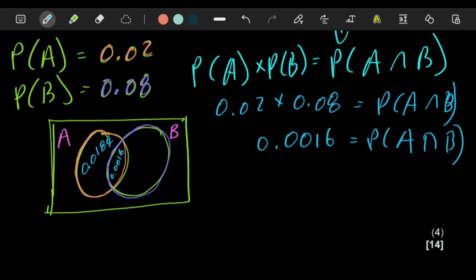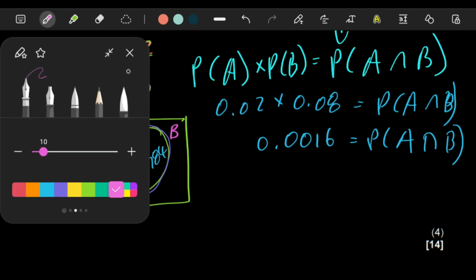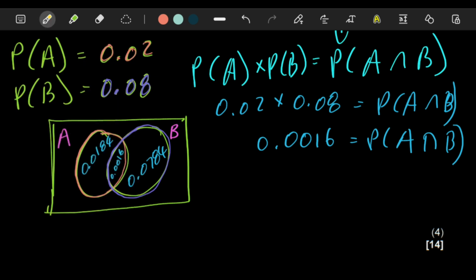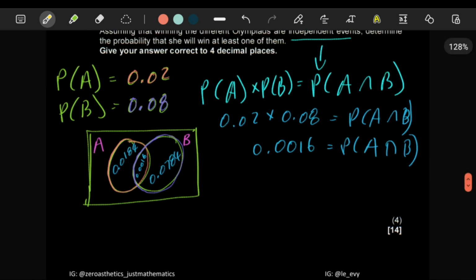0.0184. And then on the other side, 0.08 minus the value in the middle gives you 0.0784. Yes. Anyways, this is all good for 4 marks.